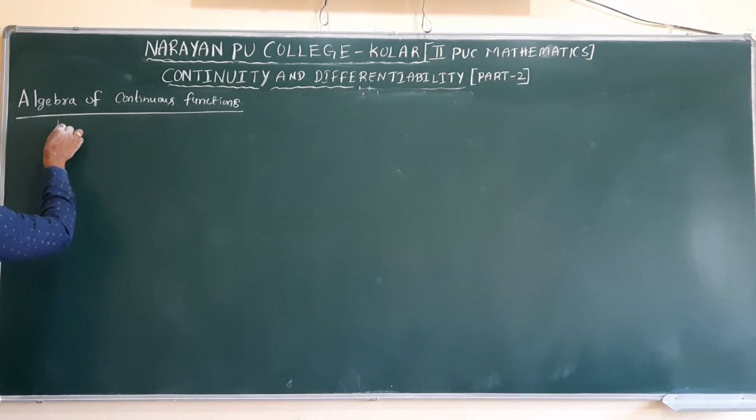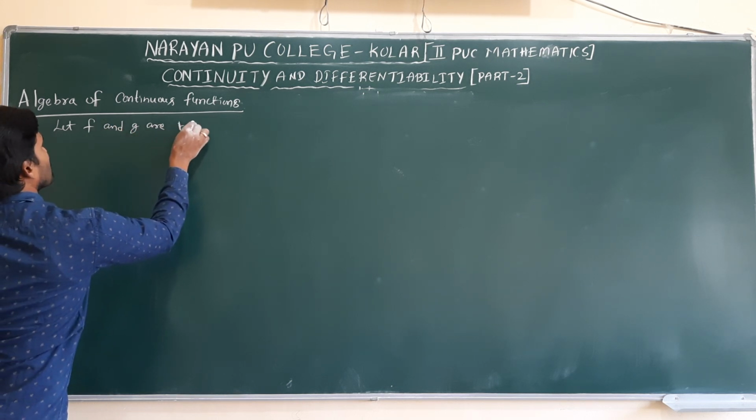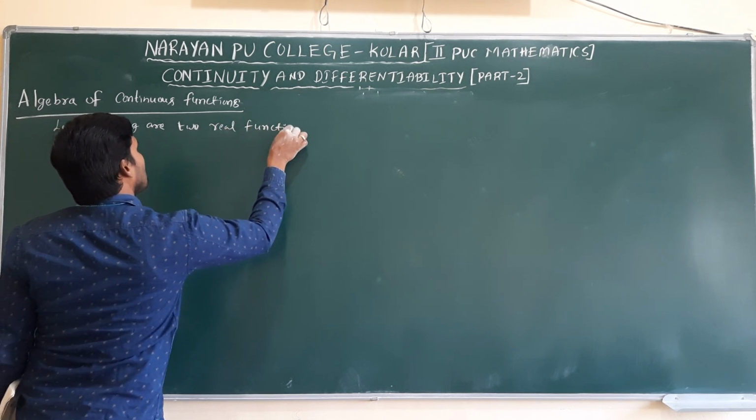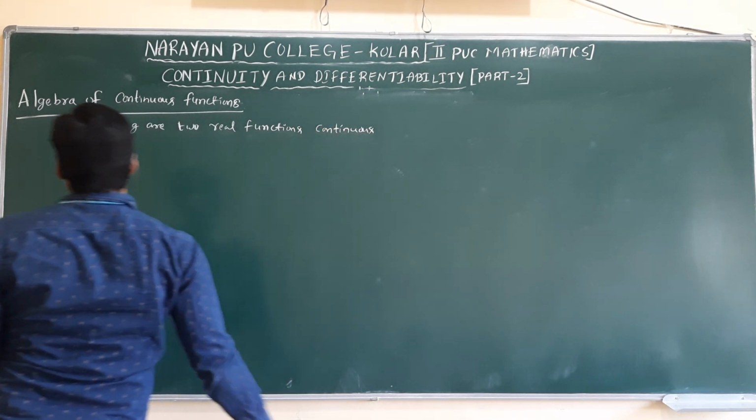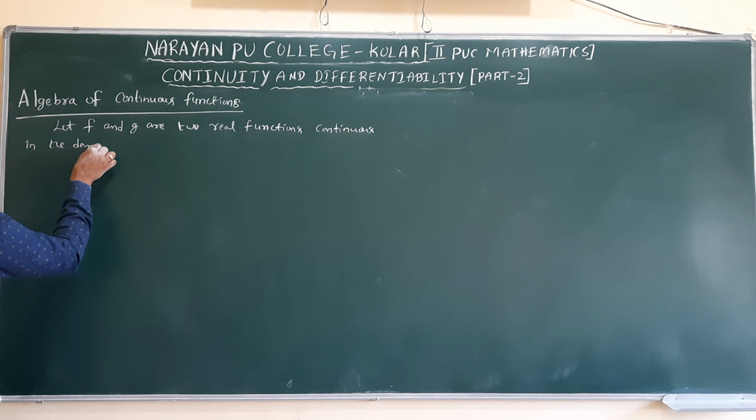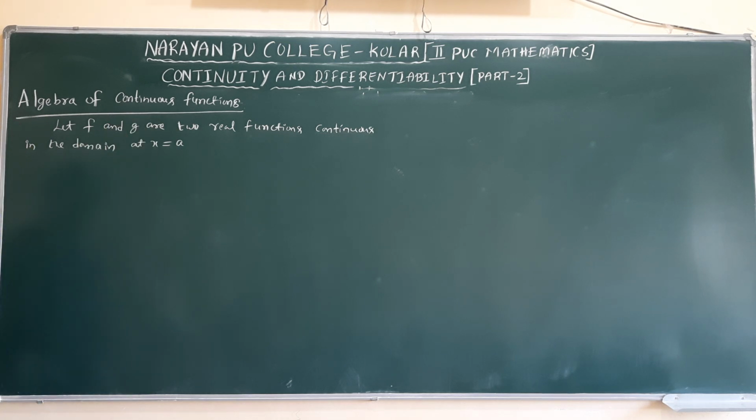Now here I am taking two functions. Let f and g be two real functions, continuous in the domain at x is equal to a. Both are continuous functions only. When these two functions are continuous functions, then the sum of these two functions is also continuous.